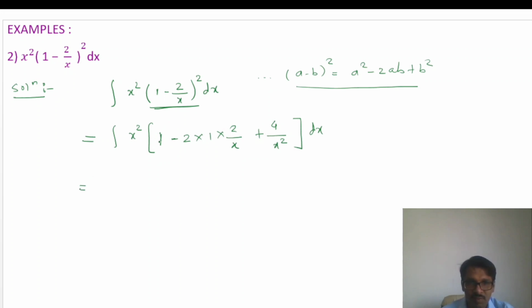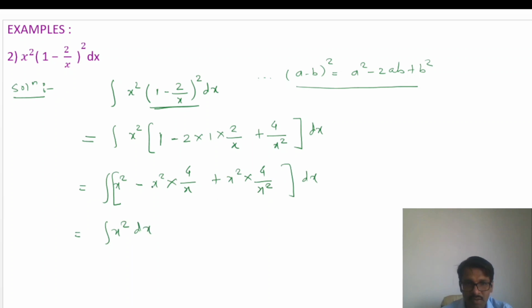Now this x square multiplied by 1 gives x square. This x square multiplied by 2 into 2, which is 4, upon x gives 4 times x square upon x. And this x square into 4 upon x square, the x square cancels. Taking the constant 4 outside the integration, we get 4 times the integration of x with respect to x. This x square is cancelled.